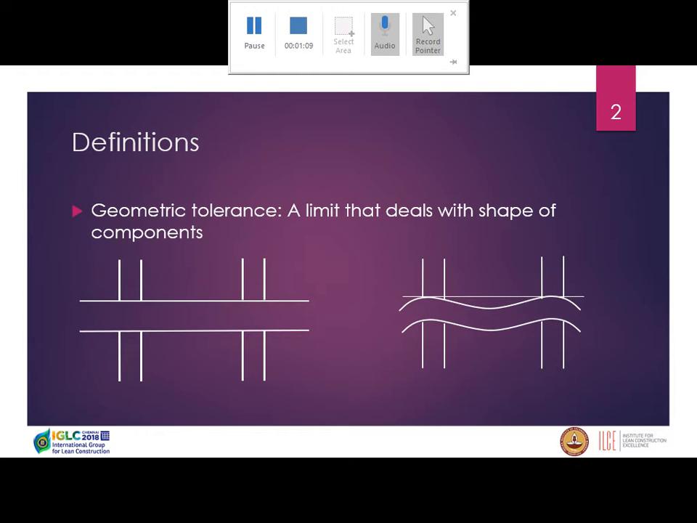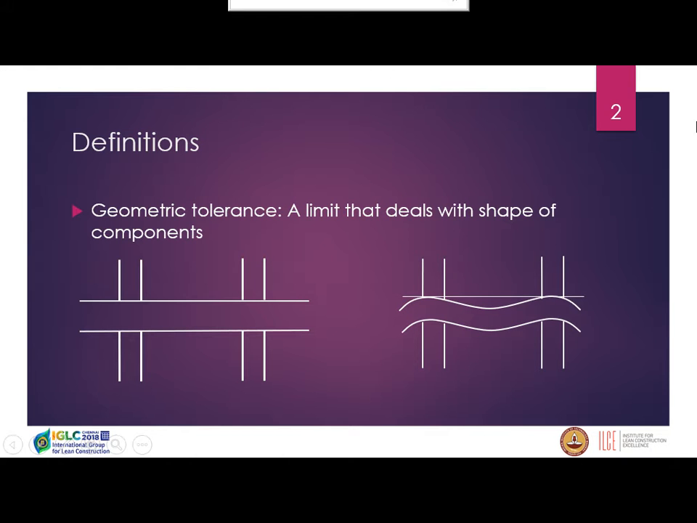Before going to the main topic, I would like to first define a term that is used in this paper. What does geometric tolerance actually mean? For instance, when we have a concrete slab, when it's subject to load, it deforms over time, right? So you've got some permitted deviation for that deflection. That permitted deviation in the shape, in the form of that component, is called geometric tolerance. So when you say geometric tolerance, you mean any limit that applies to the shape of components.